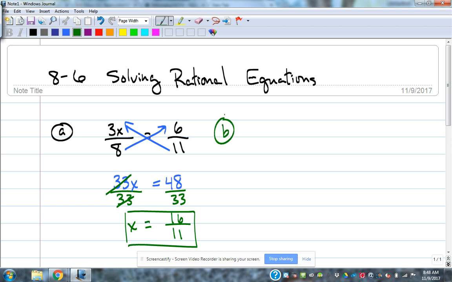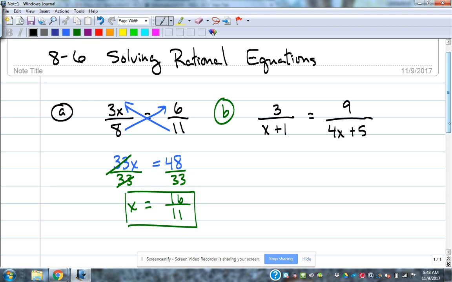So when you get to example B here, 3 over x plus 1 is 9 over 4x plus 5. We have two occurrences where x is in the denominator. We need to find the restrictions. And you'll hear this several different ways.